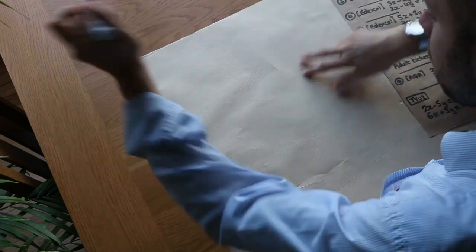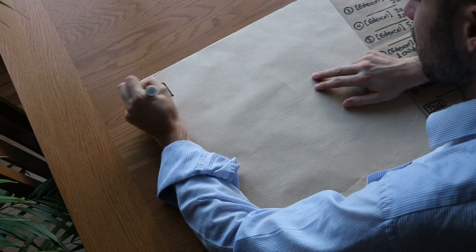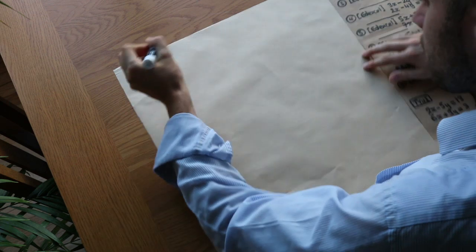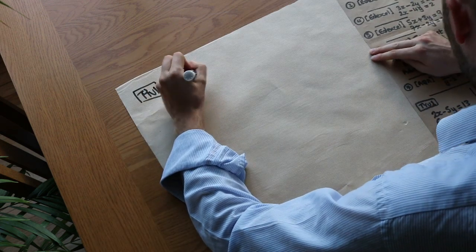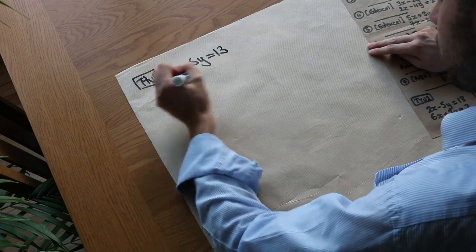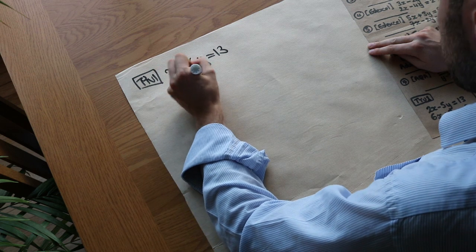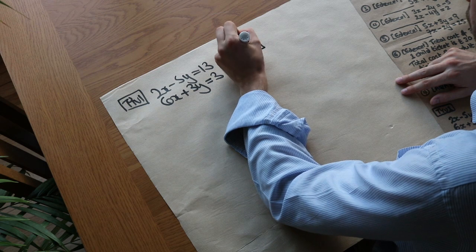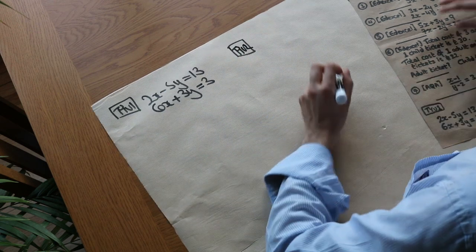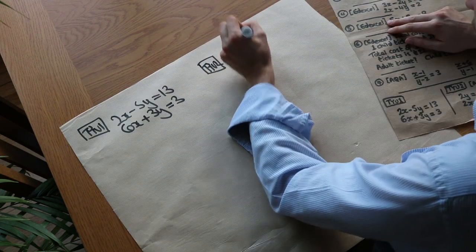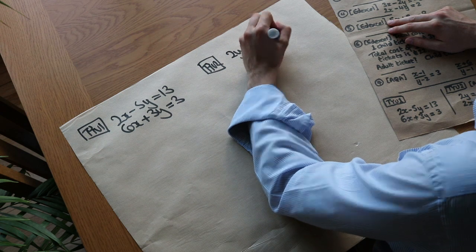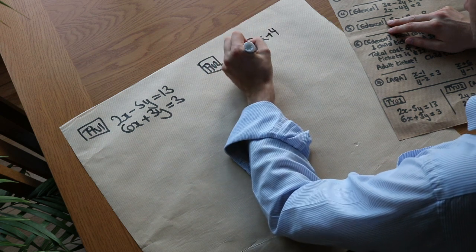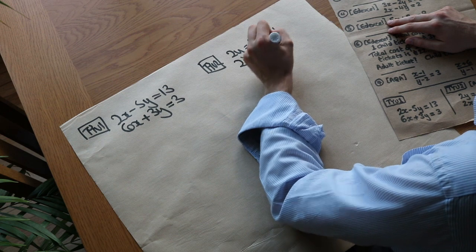And finally, let's just do these test your understanding questions. And I want you to do these ones. So we've got 2x minus 5y equals 13. And we've got 6x plus 3y is equal to 3. And then the second test your understanding question I want you to do is 2y is equal to 3x plus 4. And 2x is equal to minus 3y minus 7.